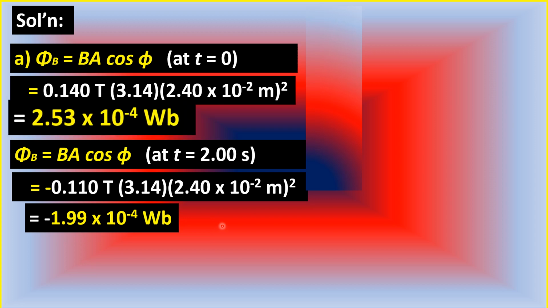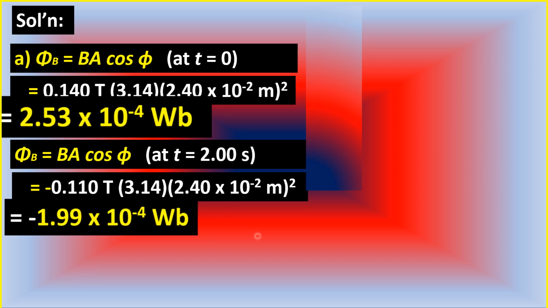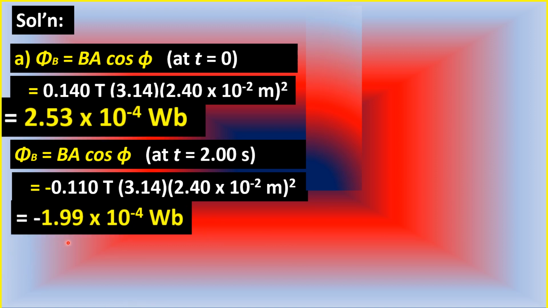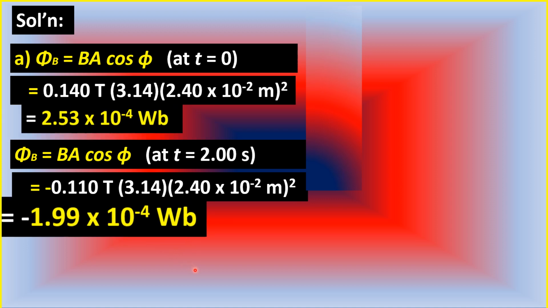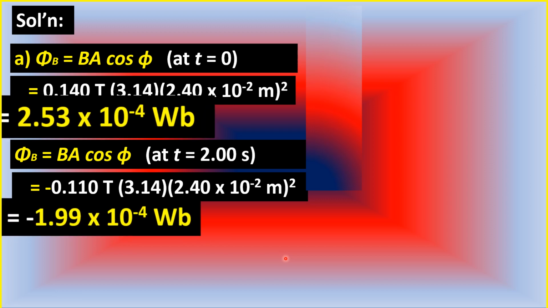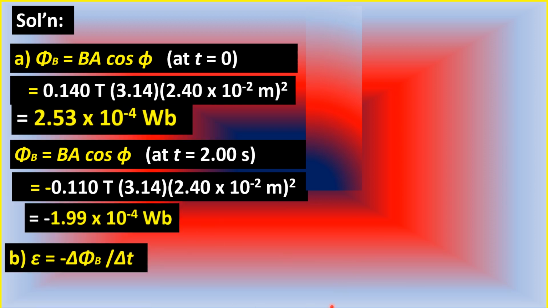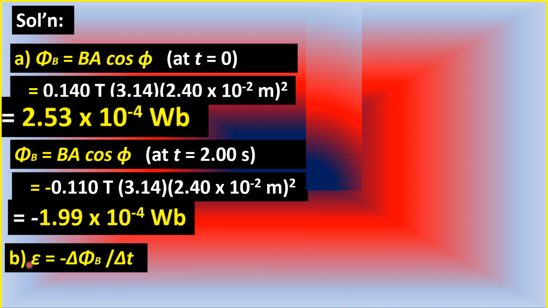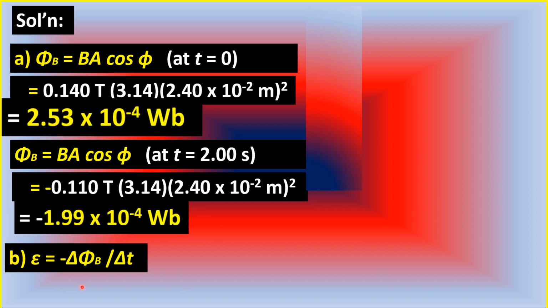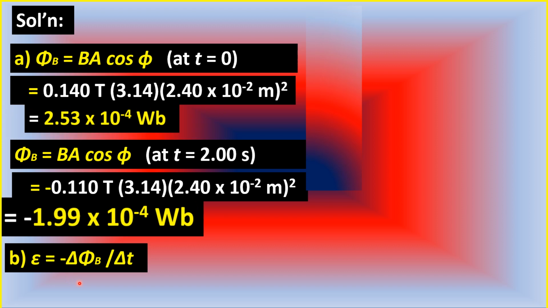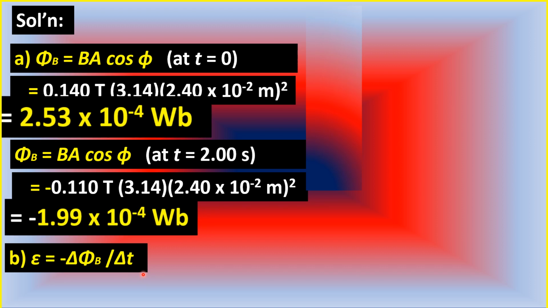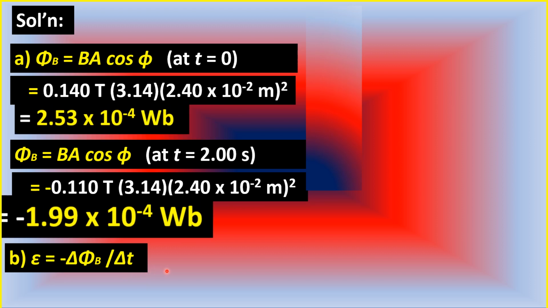Then at time equals 2.00 second, the magnetic flux has now become negative 1.99 times 10 to the negative 4 Weber. So, this brings us to question letter B, which is asking for the induced EMF denoted by the Greek letter epsilon. And the formula for getting the induced EMF is just equal to negative delta phi divided by delta t. This is based on both Faraday's law and Lenz's law.